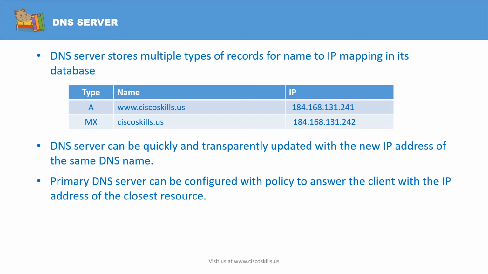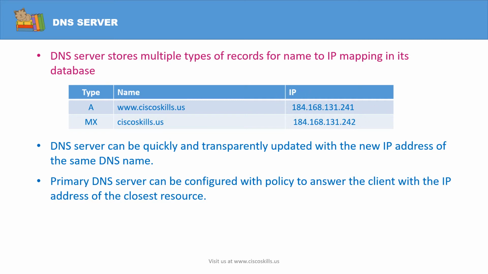In order to perform its function, DNS is usually installed on a server as a service. That server is called DNS server. DNS server stores multiple types of records for name to IP mapping in its database. For example, these are the two records. The first one is A record. It is used to translate from the DNS name to the IP address.